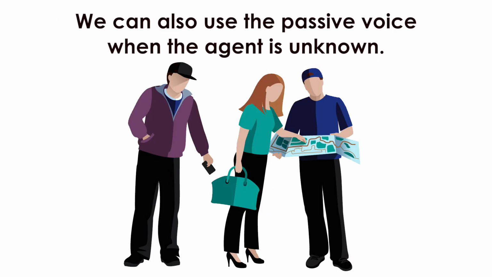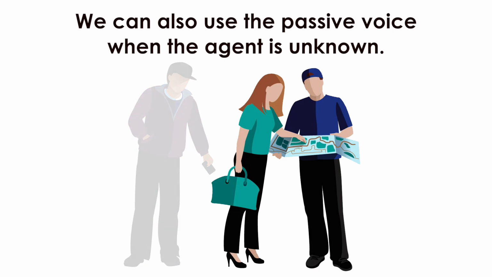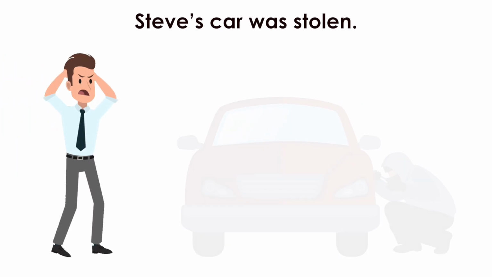We can also use the passive voice when the agent is unknown. We don't know who or what the agent is, so we can remove it. For example, Steve's car was stolen.